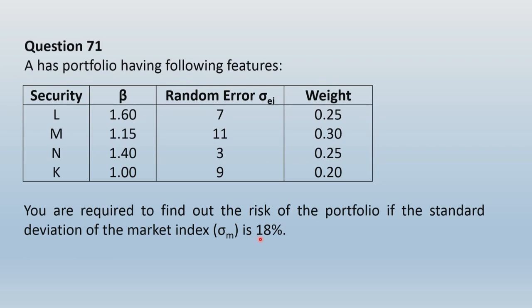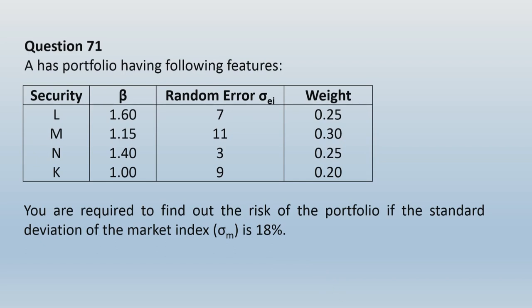And then to compute the unsystematic risk, take the squared values of these unsystematic risks and multiply each of these with the squared values of the weights. The aggregate of the products will give you the unsystematic risk of the overall portfolio. Then systematic risk plus unsystematic risk will give you the overall portfolio risk.